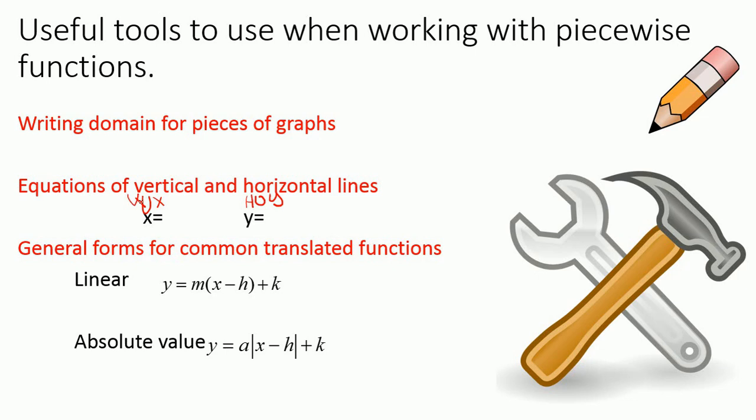Okay? General forms are translated. So m, remember, is always your slope. h is the horizontal shift, kind of like we always think about it. And k is your vertical shift. So how did it go up and down? And I'll show you what that means. Absolute value is how we've been looking at it. Your a is the change in the amplitude or the slope of your lines. h, of course, is the horizontal, and k is your vertical.